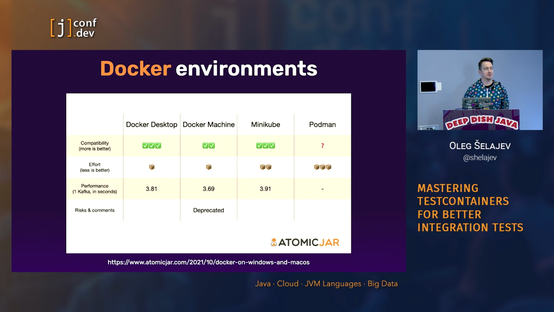Minikube, which is the Kubernetes implementation for development environments, exposes the Docker API. It worked. You just need to configure it a little bit. We tried Podman on Windows and Mac OS. It didn't work out of the box. We created issues and are working with the Podman team to figure it out.